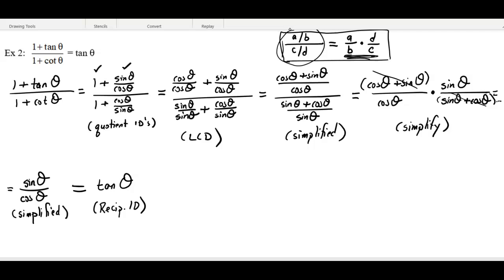All right, so there's example 2 in all its glory. Once again, guys, if you didn't know how to manipulate fractions before, now you're going to know it. All right, let's go to example 3.